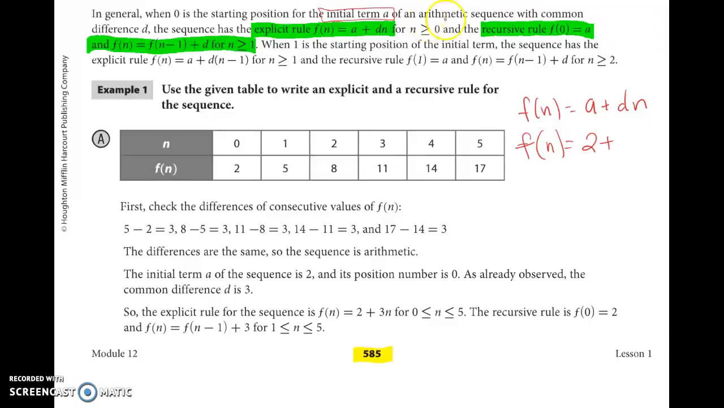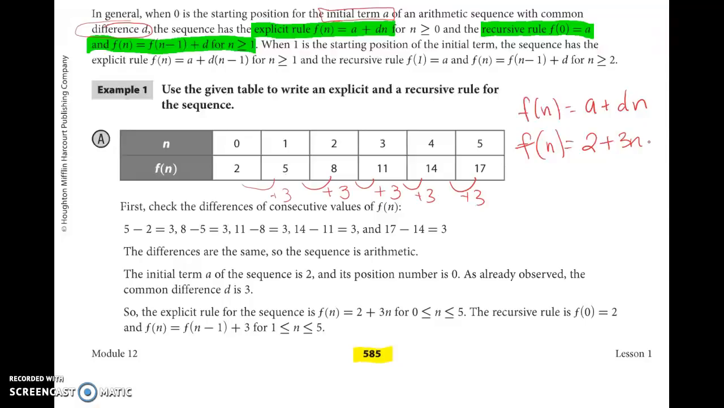It says for an arithmetic sequence, there's a common difference of d. So d is the common difference. What is it that we're adding each time or subtracting each time to get to the next term? From 2 to 5, I add 3. From 5 to 8, I add 3, and so on. So there is a common difference, and that common difference is 3. So I plug that in for d. And I have n, where n is the term.